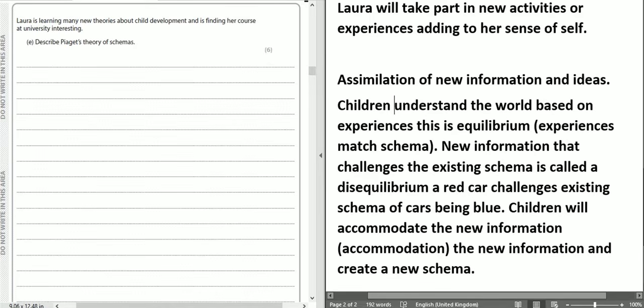As I say, I'll double check the mark scheme when it's released, but that's what I pulled together for this. This is what I would put, particularly because it's a 6 marker. We're just outlining what the schema process is.